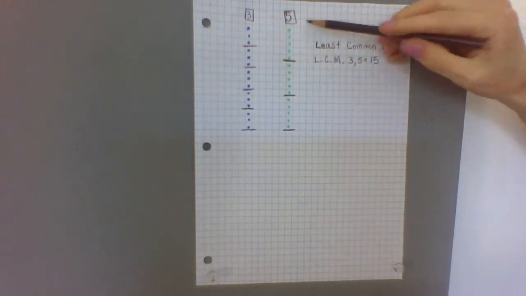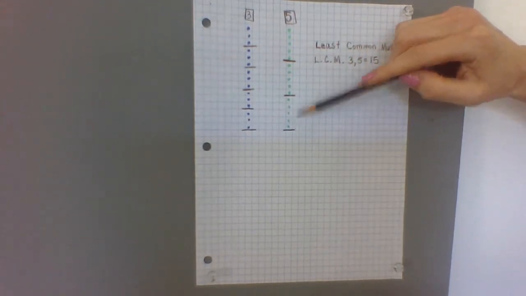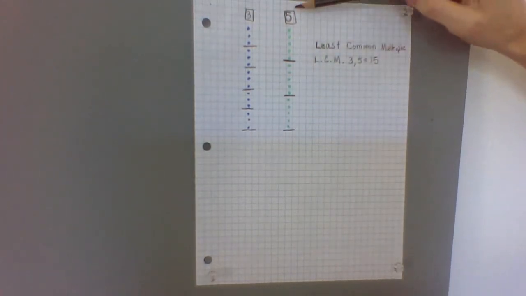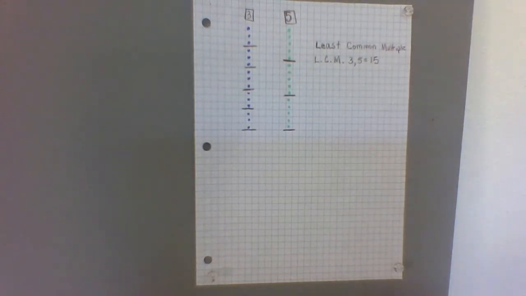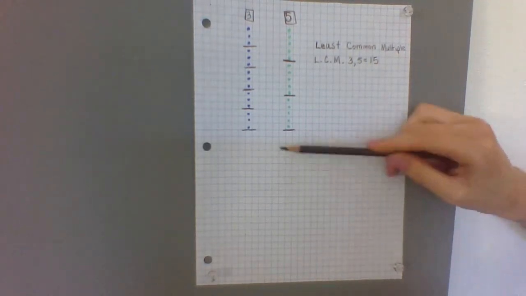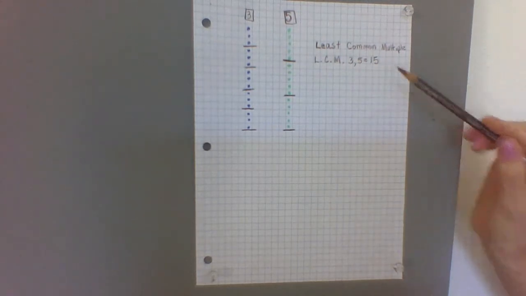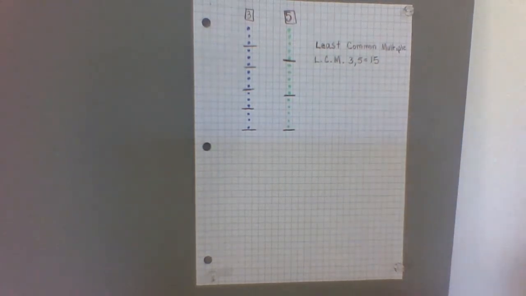15 was the number of pegs it took for us to get the same amount of pegs in 3 as we did under 5. It was the first number we came to. We could keep going under 5 and under 3, and we would find more common multiples, but 15 was the least common multiple.